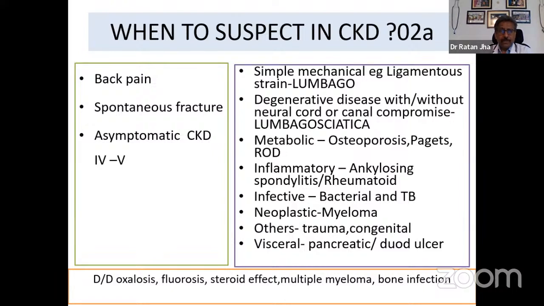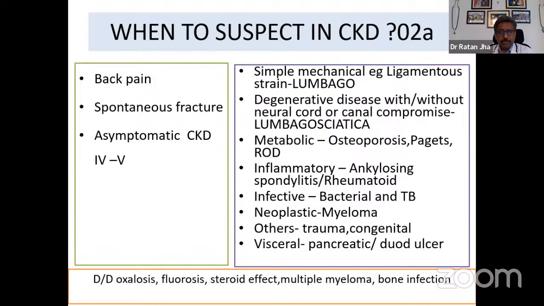The differential diagnosis of back pain in the context of chronic kidney disease also has to be remembered: all back pain is not because of osteoporosis. It could be because of a mechanical problem or ligamentous strain, which is called lumbago, which will require temporary therapy with analgesics. Occasionally, we have lumbago-sciatica syndrome, a degenerative disease with neural cord compression or canal compromise, which presents with severe pain and may require more sophisticated therapy, including surgical options and anesthetic options for pain relief.